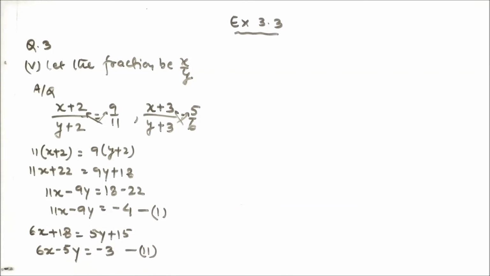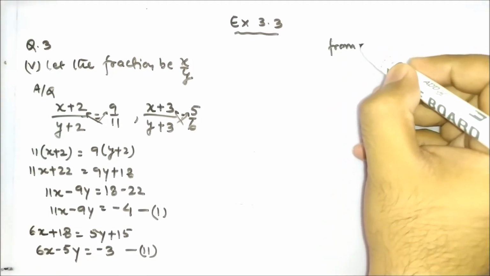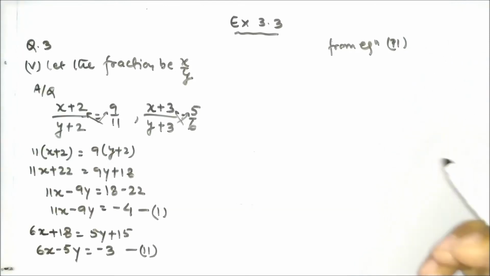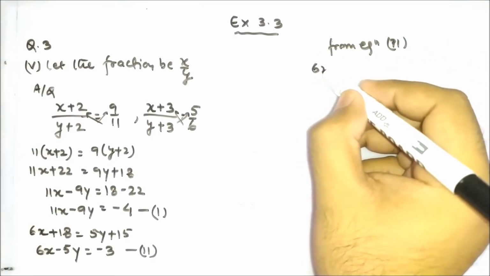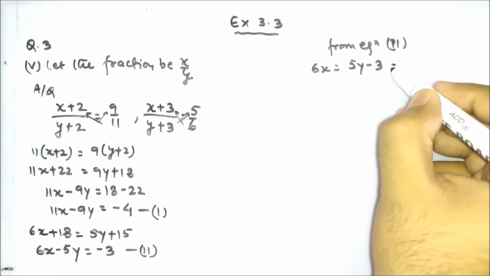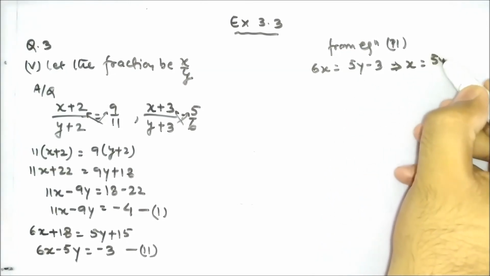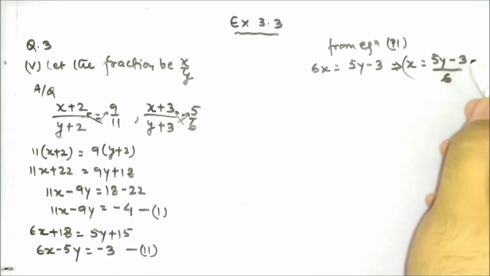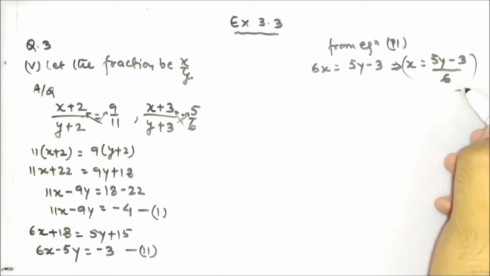Again, for solving this by substitution method, we will select any of the equations and get the value of x or y in terms of the other variable. Okay, so I am selecting here equation number 2. From equation 2, let us get the value of x in terms of y. So it will be 6x is equal to 5y minus 3. So from here x will be equal to (5y minus 3) divided by 6. That will be the value of x. This is your equation number 3.